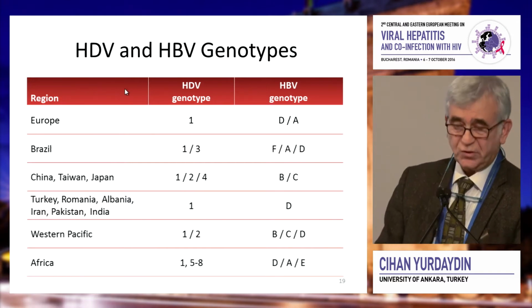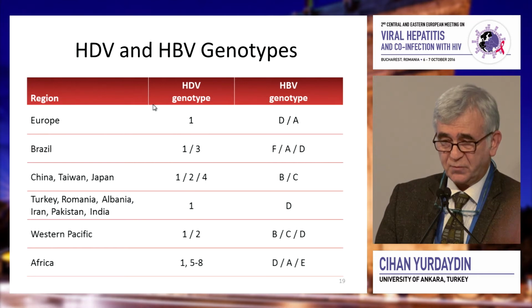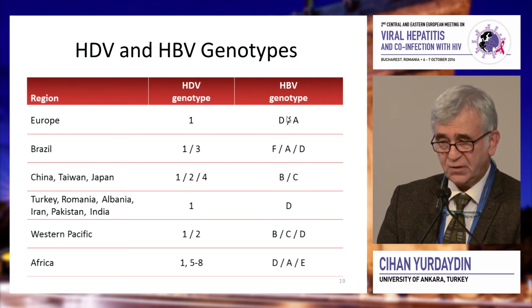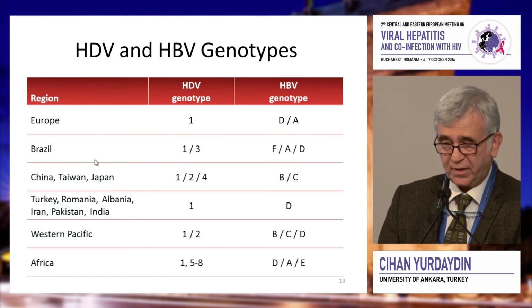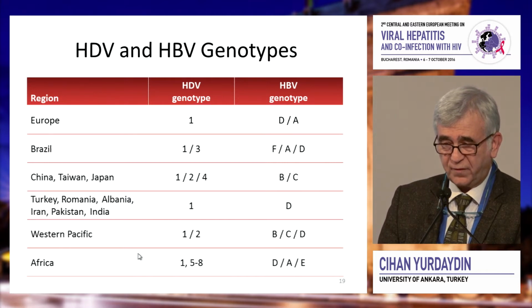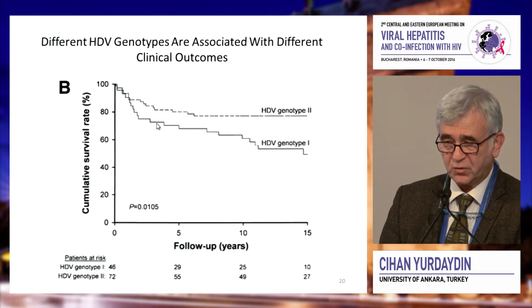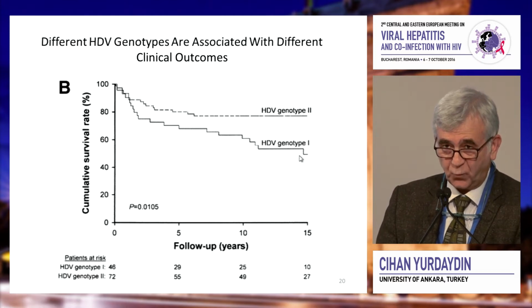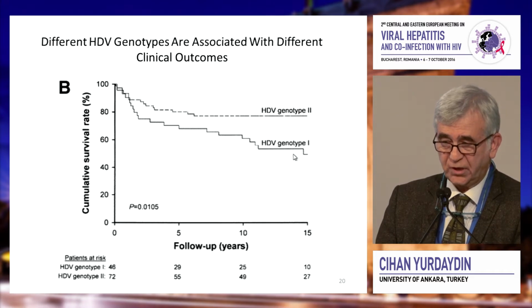Another issue is genotypes, HDV and HBV genotypes. If you look to Europe, HDV genotype is 1. HBV genotype may differ, D or E, A. In most parts of the world, HDV genotype is 1. But if you look to the Far East, you have 1 and 2 genotypes. And this is important because genotype 2 leads to a milder disease of delta hepatitis compared to genotype 1. So if you do a study in the Far East, you should also check for genotype.